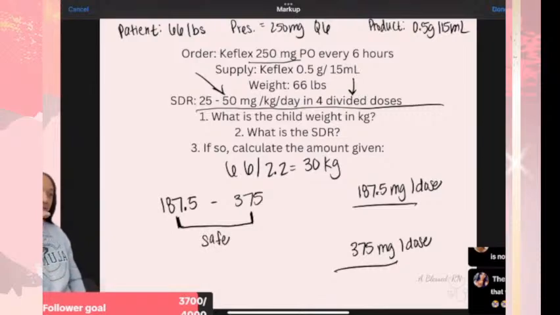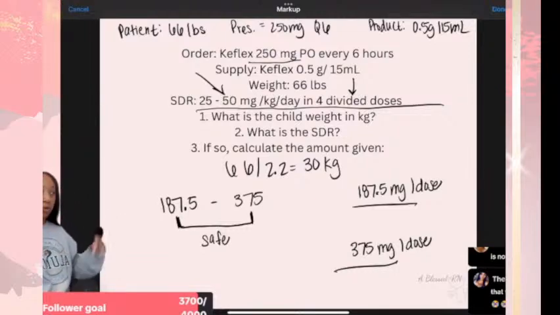If you give an amount that is less than 187.5 milligrams, it's going to be subtherapeutic. That means it ain't going to do jack for the patient. It's not going to work. It's not enough. So it's not safe. If you give more than 375 milligrams, that's going to be toxic. Okay, so it's going to be too much. That's an overdose. So then that's not safe.